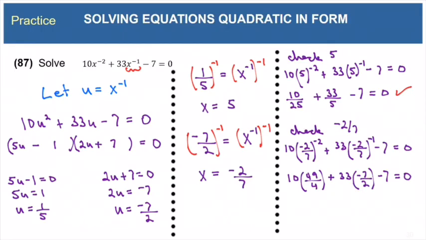Now the easiest thing to do probably at this point is just take a calculator and multiply 10 times 49/4 plus 33 times negative 7/2 minus 7 and press enter and just verify that it does equal 0. It does. And so we can now confidently say that the solution here is 5 and negative 2/7.